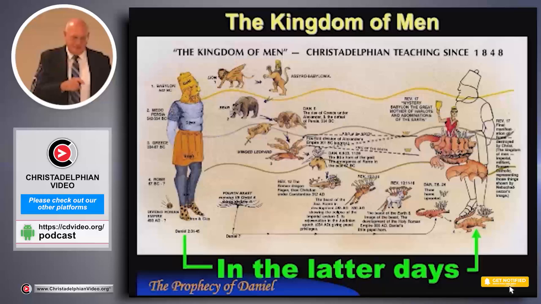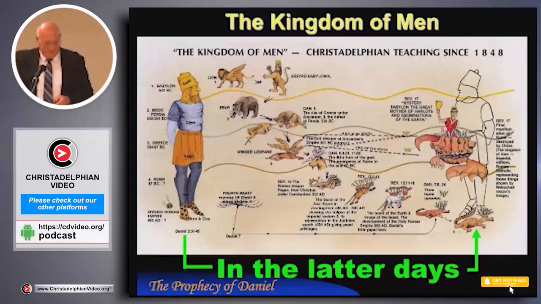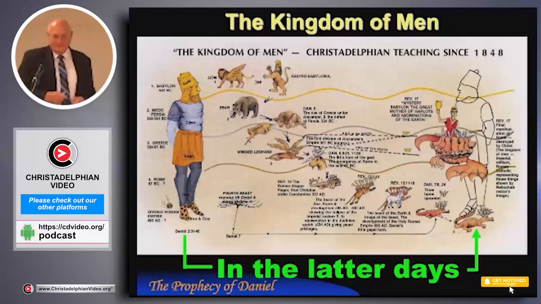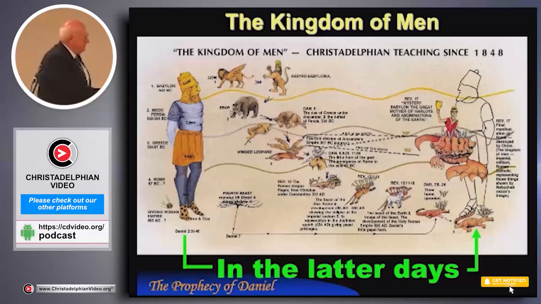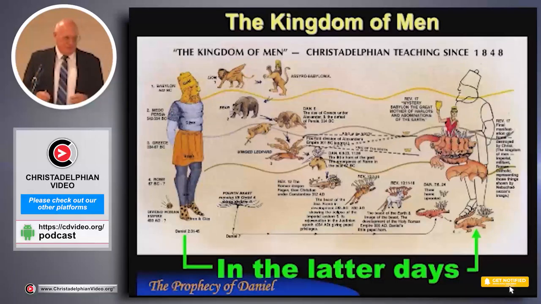Now, if you have a look at that chart, what you will see there is, obviously, we've got Nebuchadnezzar's image over on the left-hand side. You'll see a shadow of that on the right-hand side. More about that a little later on tonight. But what you have here, of course, is also some imagery that comes from the book of Revelation. And this chart endeavours to set out the connections between Daniel and the book of Revelation.